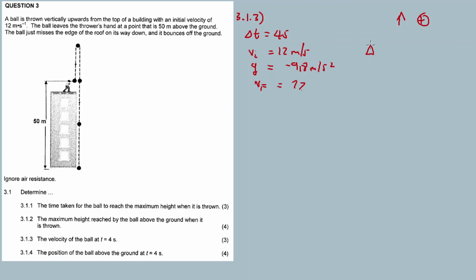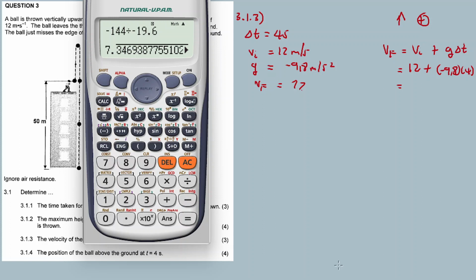Therefore, let's use this one. Final v equals initial v plus g delta t. I just plug in my values into the formula. So that's 12 plus g, negative 9.8, delta t, 4 seconds. So I just substitute and then I calculate again.